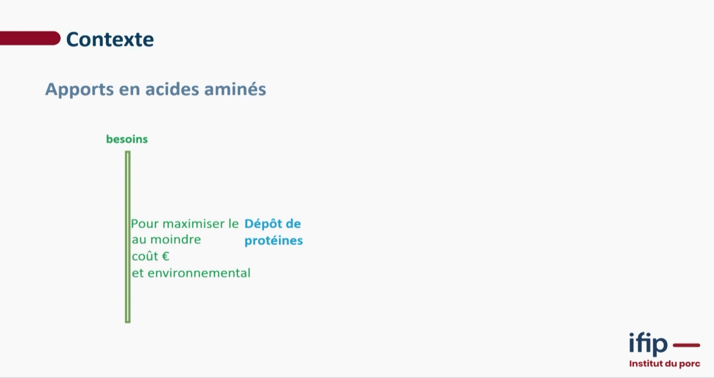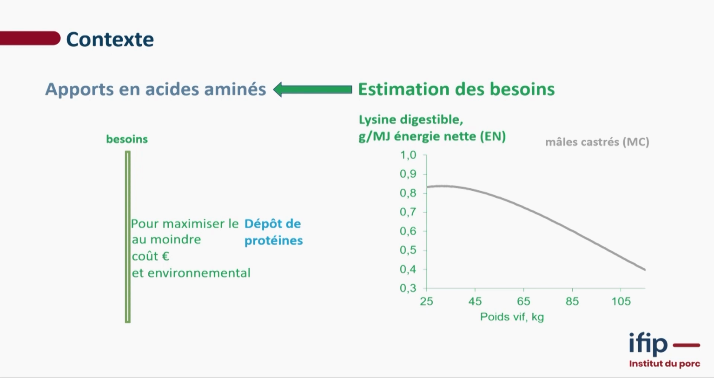In order to establish the best food intake, you have to know what the animal's requirements are. So this is an assessment of requirements in amino acids, digestible lysine in grams per megajoule net energy. You see the change of the requirement over time. It goes down. It's not a constant, but this is an estimation of the requirements of castrated male pigs.